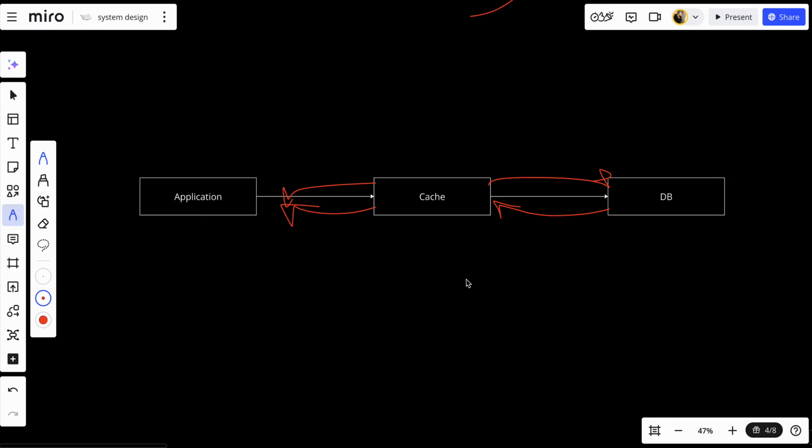The cons of this one: on a cache miss, the application incurs the latency of loading data into the cache, which can be mitigated by warming the cache beforehand. So the only problem we can have is some sort of latency, because if we have no data in the cache, we will make additional requests to the database. Number three, we have write-through cache.